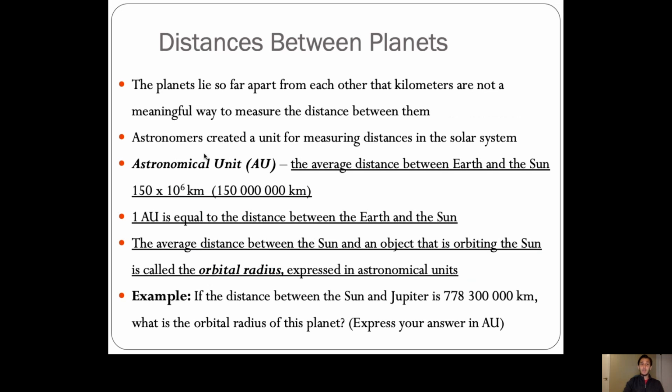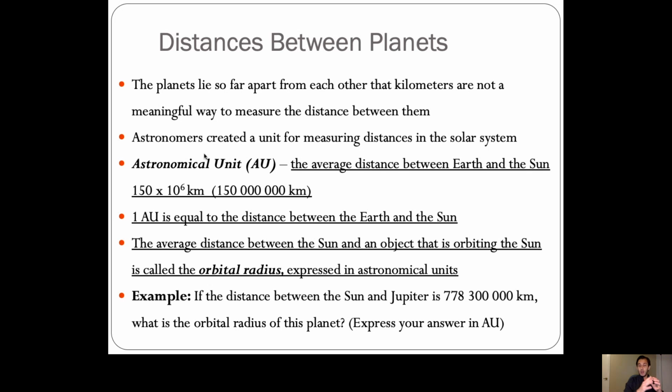Now, the distances between planets. Planets lie so far apart from each other that kilometers are not a meaningful way to measure the distance between them. Okay, so we have a special unit, we call it the astronomical unit, AU, to help us grasp these units of measurement. Now, here's where it comes from.